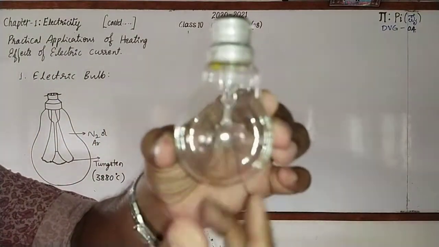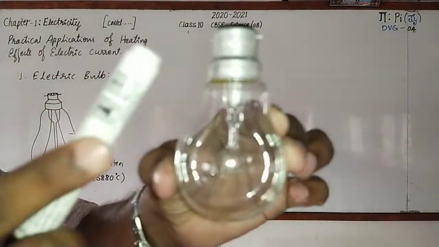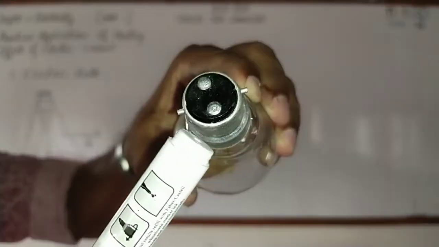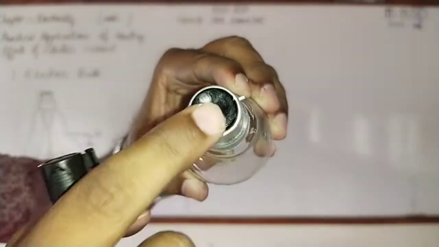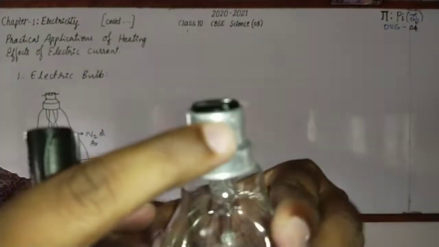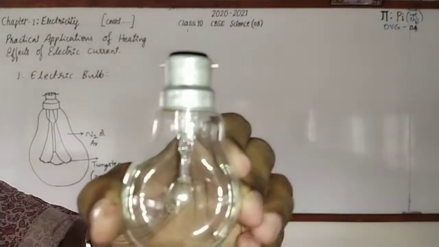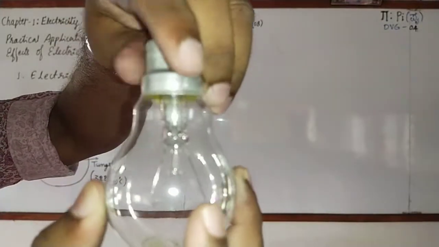See that it is an electric bulb. You can observe that it has a metallic cap, and you can notice that 2 pins will be there. These 2 are terminals, and these 2 pins are for fixing this bulb to the holder. And now you can observe this.